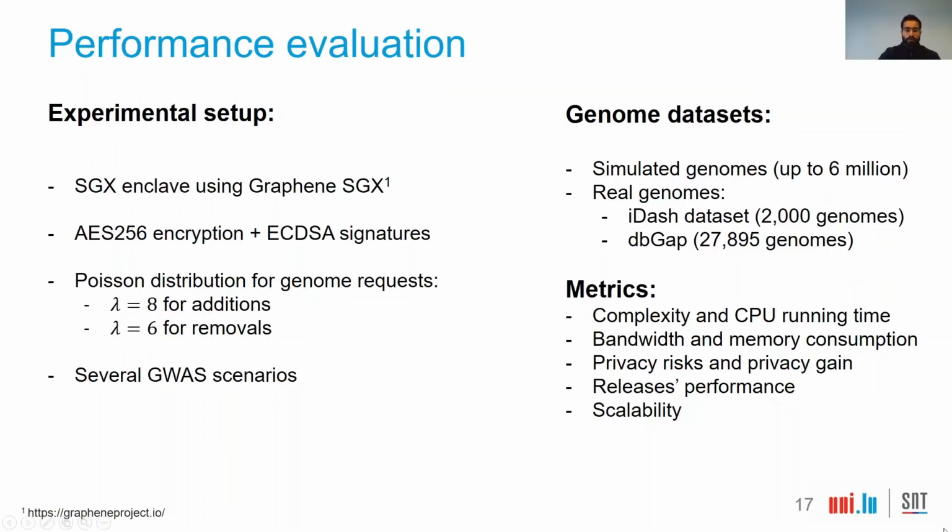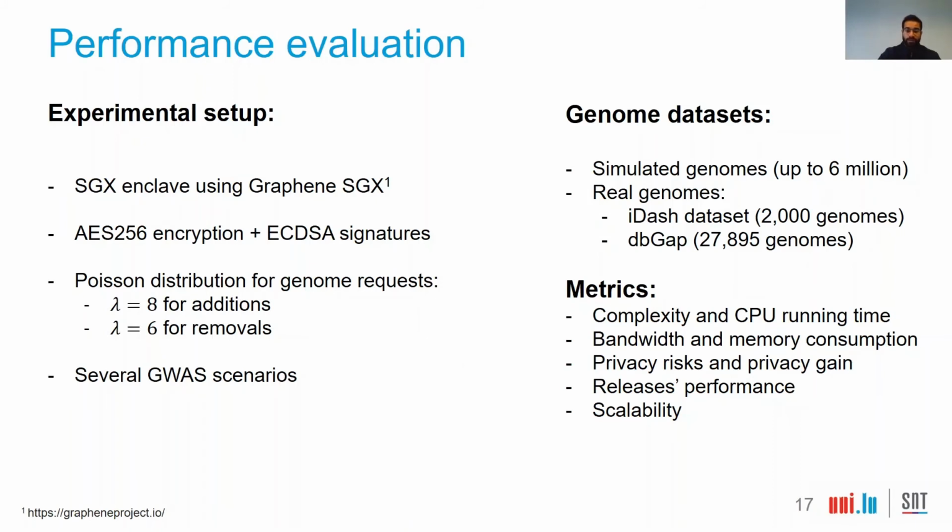Now let's talk about the performance evaluation of our solution. So we used the Graphene SGX to implement our protocol inside the SGX enclave, and we used the AES 256-bit encryption with ECDSA signature scheme. We assumed different values following a Poisson distribution for generating genome requests from the biocenters, and we considered a variety of GWAS scenarios. We used simulated genomes up to 6 million and also real genomes in the experiments.